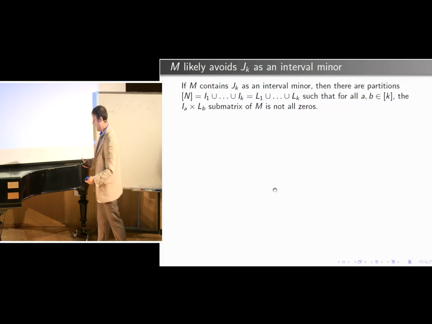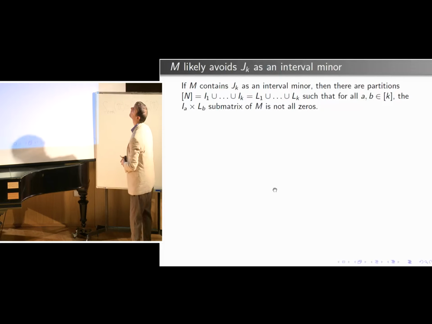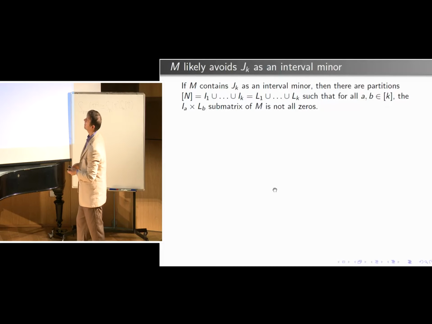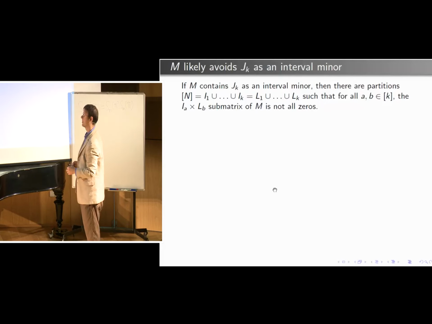So what would happen if M contains J_K as an interval minor? Well, then there are partitions of the rows into k intervals, and a partition of the columns into k intervals, such that for every one of the k squared rectangles you get, these submatrices are not all zeros.